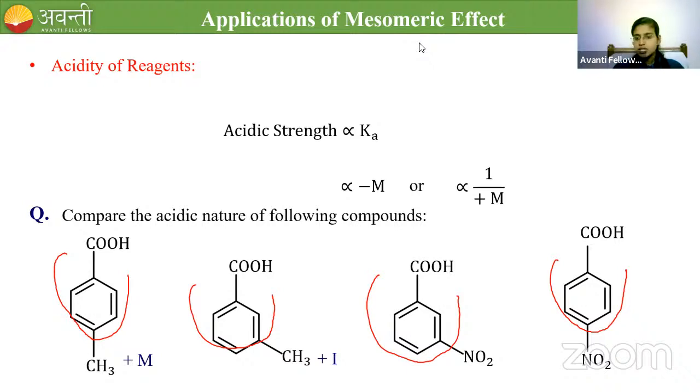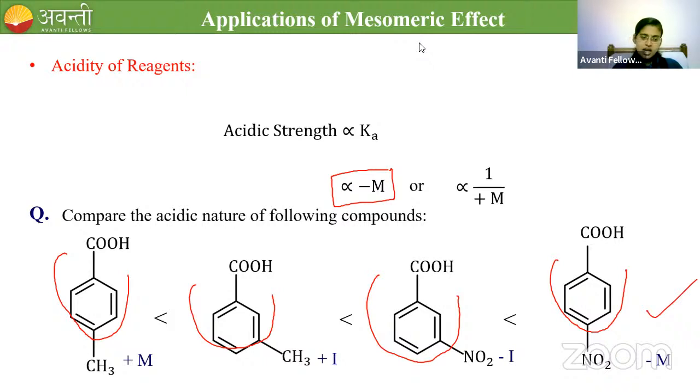Then for the third compound, we have NO2 attached. So it is a minus I group, and the last compound has NO2 at the para position, which is taken as minus M effect. Now, acidic strength is directly proportional to minus M group. So which one is more acidic? The minus M containing compound is more acidic. The last compound is more acidic.